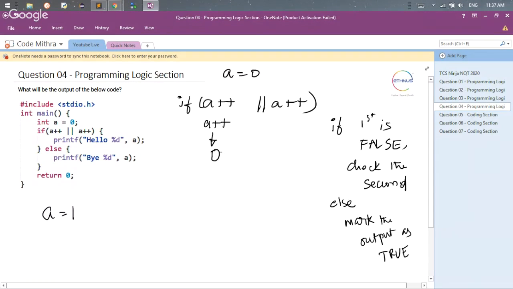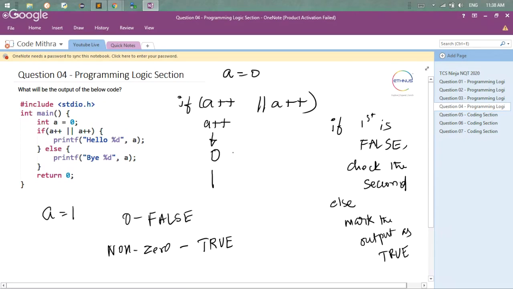Now, if the next statement is false, in C, 0 is false. This is specifically in C. All the other non-zero values are evaluated to true. Now that means a plus plus here will actually be 1 plus plus. So 1 plus plus will be 1 here, but a will become 2 because it is going to increment it. So here it is 1, and the first one is 0. That means we are evaluating 0 or 1.